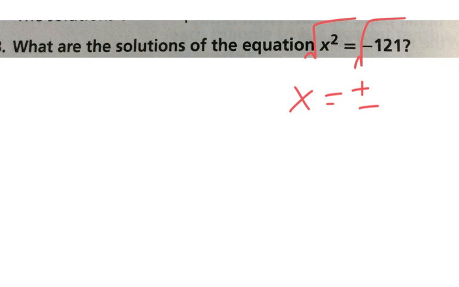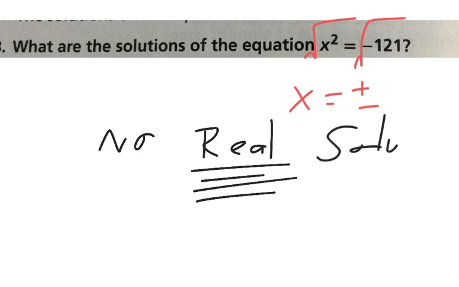Because what number times itself is a negative number? Nothing, because a negative times a negative is positive, and a positive times a positive is positive. I can't multiply the same thing by itself and get a negative answer. So if you get an error, there is no real solution. No real solution. This means on a graph, this would not cross the x-axis.